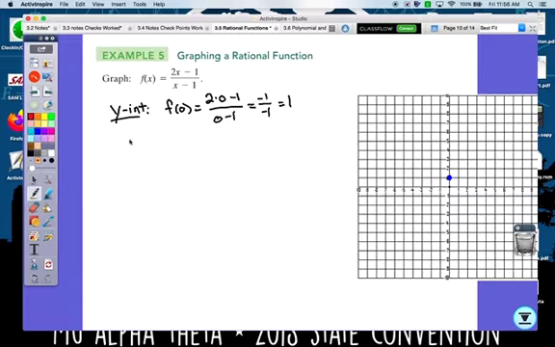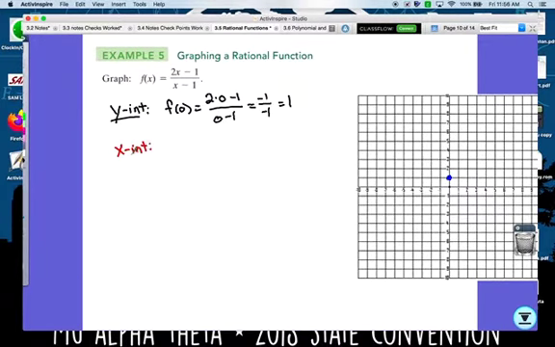The second thing we're going to find is the x-intercept. To find the x-intercept, we set the top equal to 0. So 0 is equal to the numerator, 2x minus 1. We add the 1 over, which gives me 1 is equal to 2x. We divide by 2, so x is equal to 1/2. We know it's going to cross the x-axis right here at 1/2.